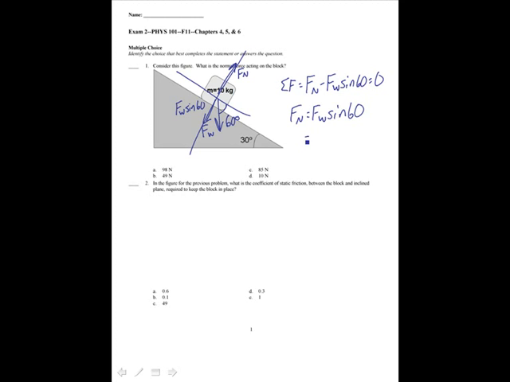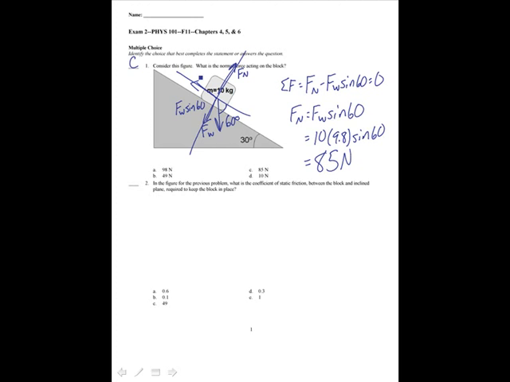which is the mass 10 times 9.8. I get 85 newtons, 85. So that's C. In the figure, what is the coefficient of static friction between the block and the inclined plane required to keep the block in place?